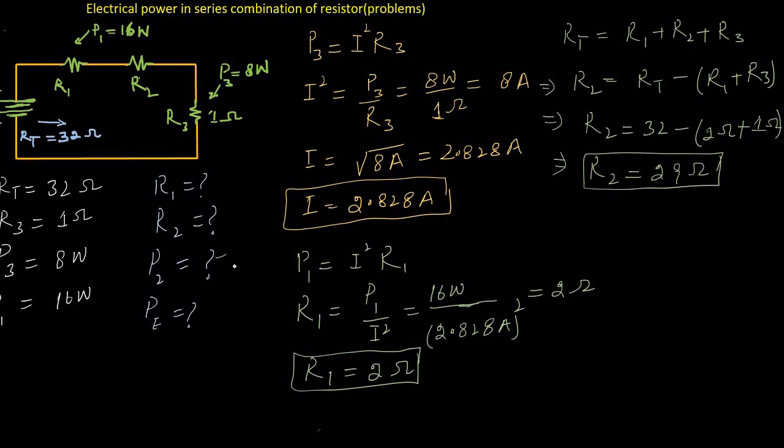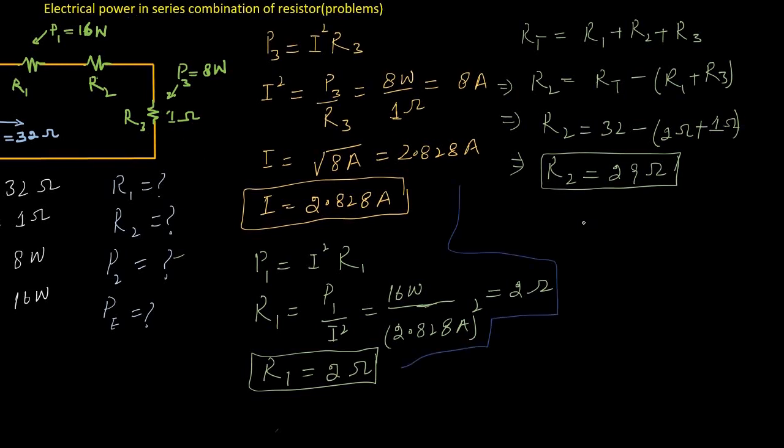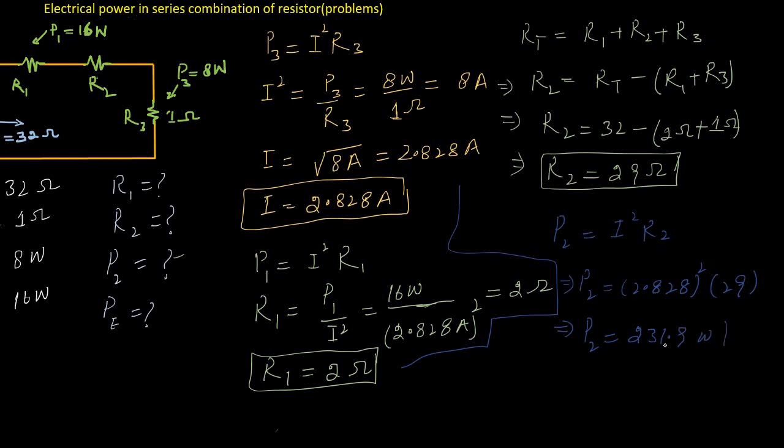Now to find how much power is absorbed by the second component, let's say the power absorbed by the second component is P2, which is equal to I squared times R2. I is given to us, which is 2.828 amperes squared, and the resistance value of R2 is 29 ohms. So the power absorbed by the second component is 231.9 watts.